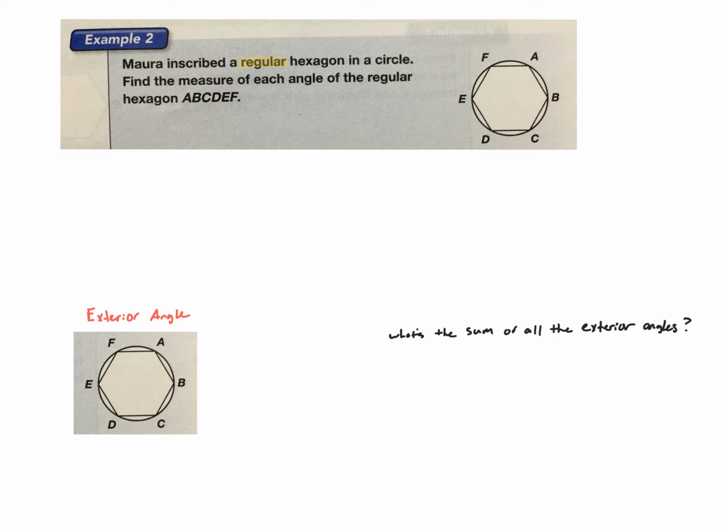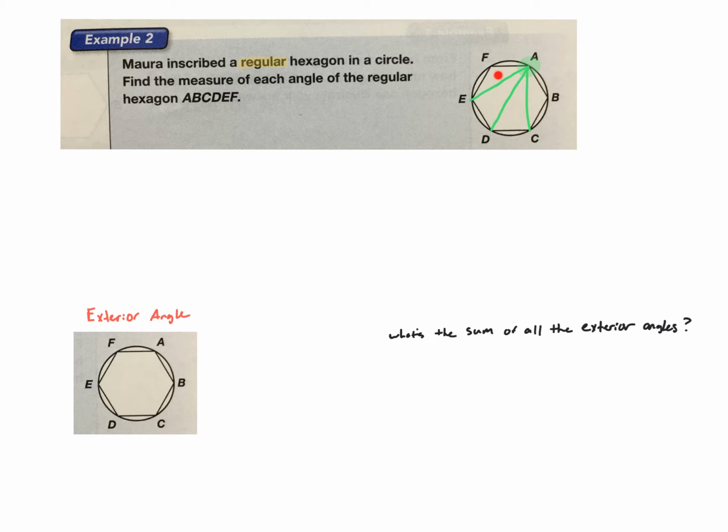Let's go ahead and just pick an angle. I'm going to just pick A, and I am going to draw all of its diagonals. I can't draw to F because that's next to it, but I can draw one to E. I can draw one to D. I can draw one to C. But I can't draw one to B because it's right next to it.